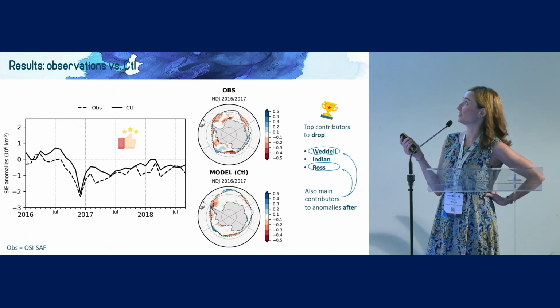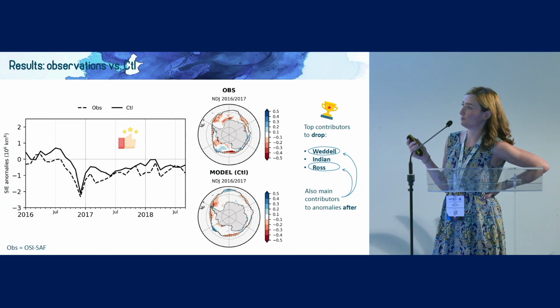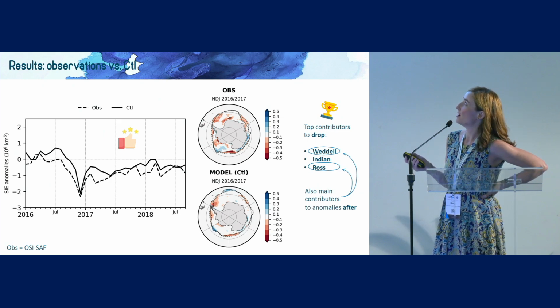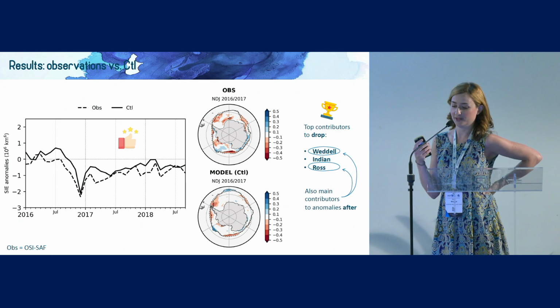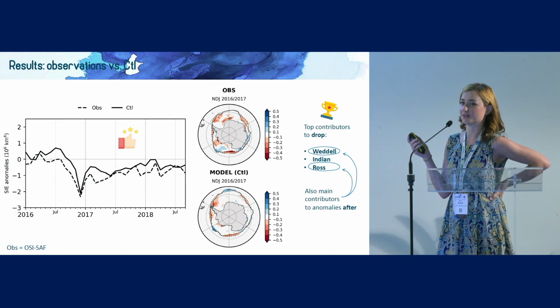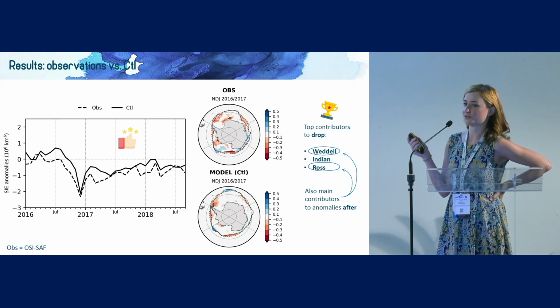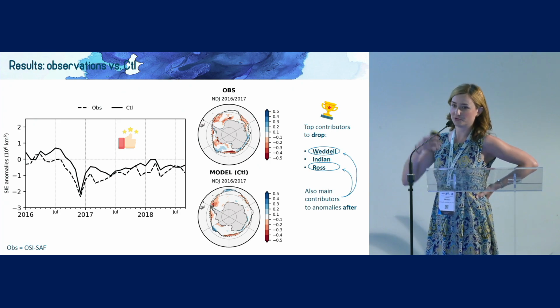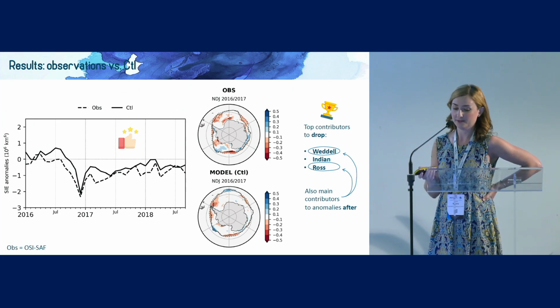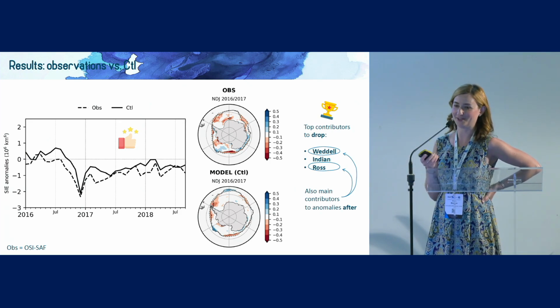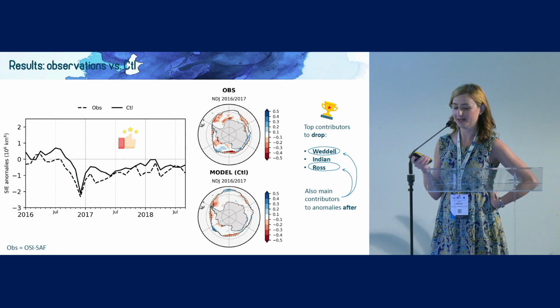And also in terms of the regional contributions to this drop, the sectors that mostly contribute to it are the Weddell, the Ross, and the Indian Ocean. And in particular for us, these two, the Weddell and the Ross, are interesting because they contribute to the drop and also to the persistence of the anomalies after the drop. Okay, but this is the control experiment, so boring. We can move on to the sensitivity experiments, which are the interesting ones.